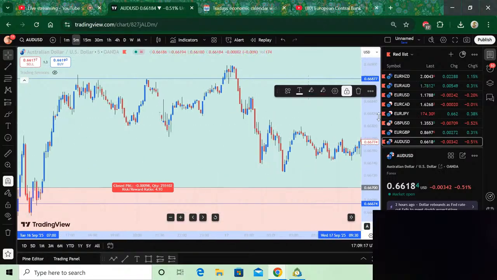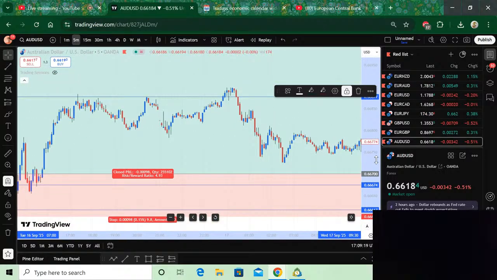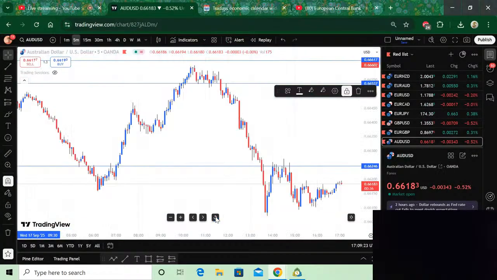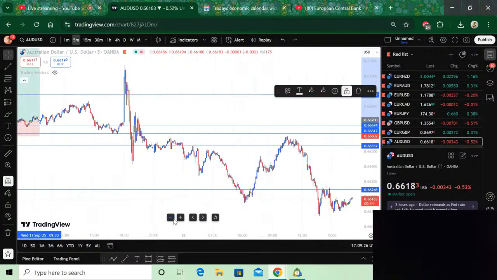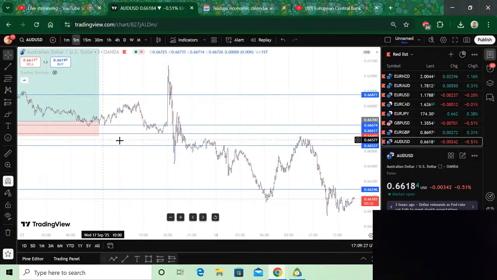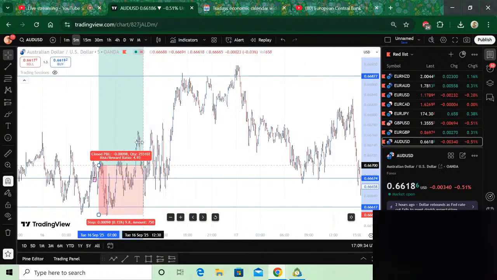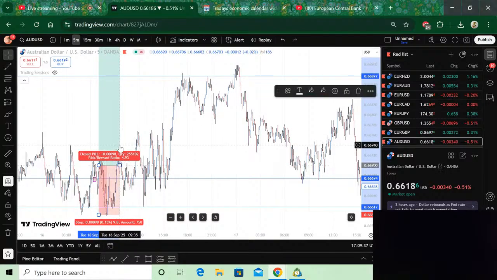This whole thing is unnecessary. Let's move on from the trade. Sorry, I'm trying to see if I can make the workplace neat. So it hit our stop loss and we just moved on. So that is just it.